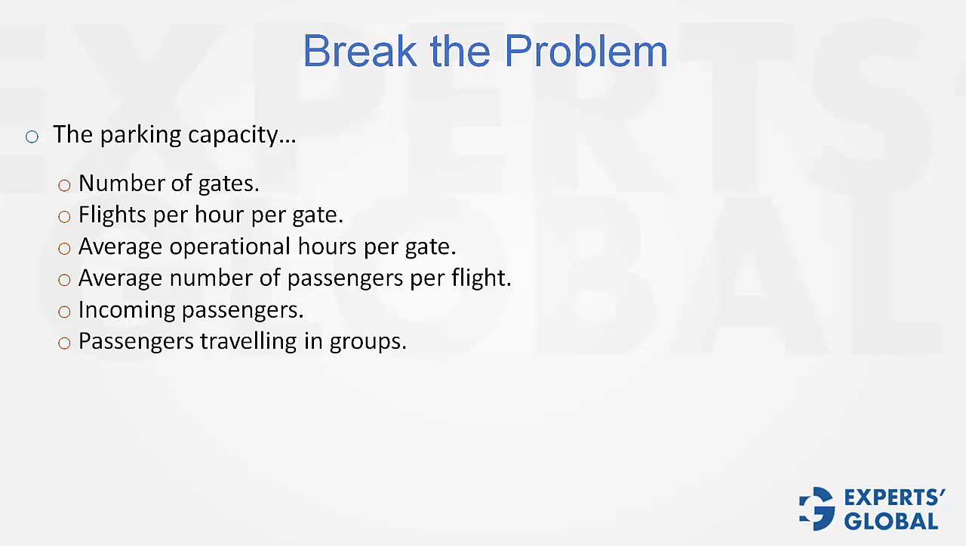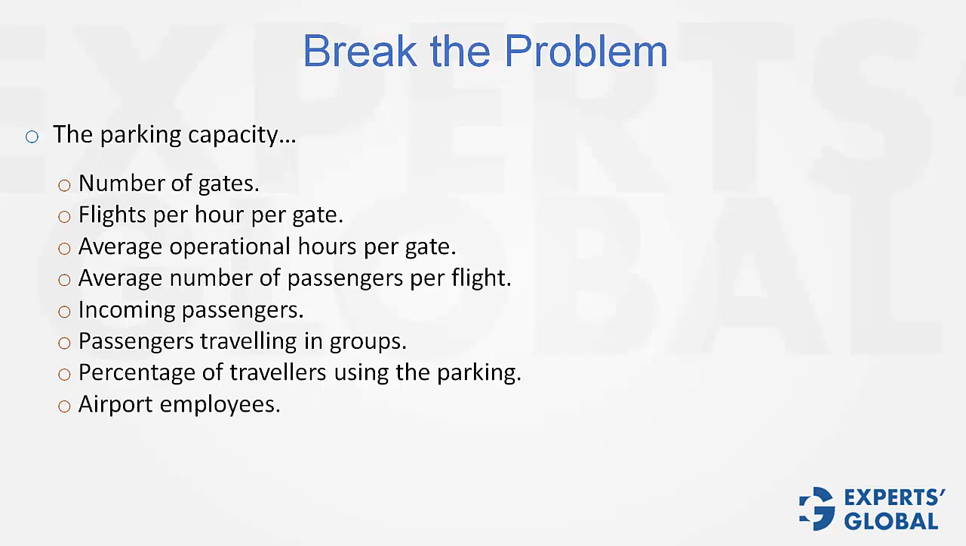Passengers traveling in groups. Of course, one car may accommodate multiple people sometimes. Then percentage of travelers using the parking. Of course, a big chunk of travelers would not be using parking at all. And then airport employees, many of them may be using the parking as well. Average parking time per car, peak load capacity. There may be hours in the day when the averages will not apply and a higher capacity may be needed, maybe the morning hours or the evening hours.